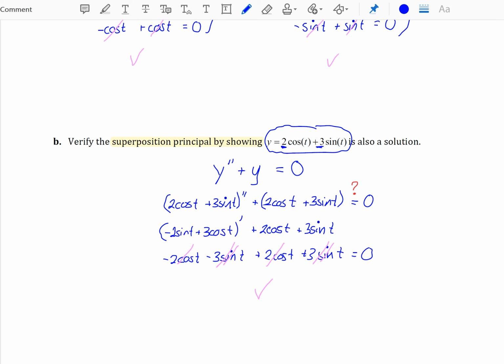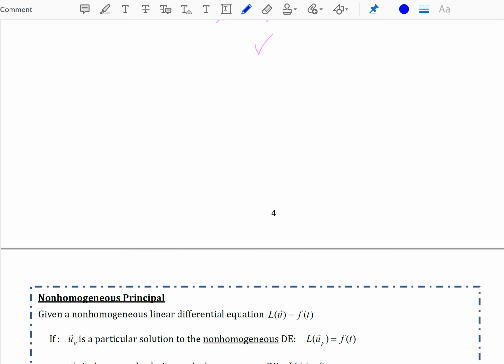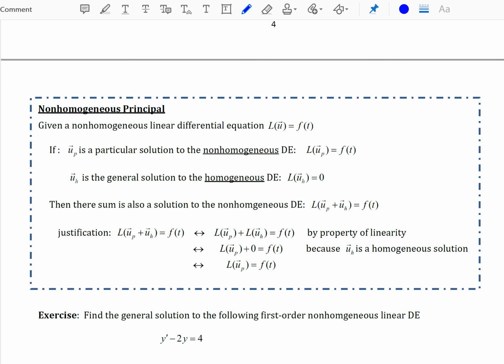Okay, let's move on and look at a little bit more here. Now let's talk about the non-homogeneous principle.